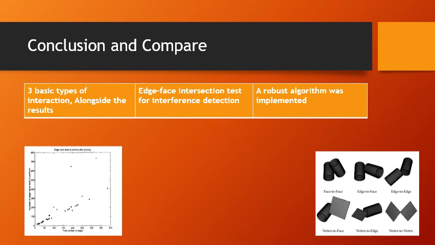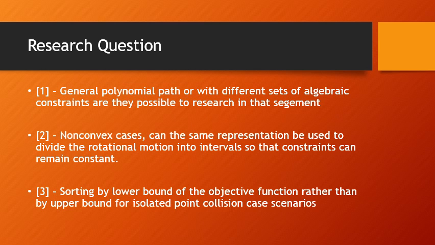It handles a greater range of situations. Methods including solving the constraint and the constraint minimization algorithm, and the interval linear equation approach to interval Newton iteration are discussed in this. With respect to research questions, like in the first, the general polynomial path or different sets of algebraic constraints: are they possible to research in a segment? With respect to the second, for the non-convex cases, can the same representation be used to divide the rotational motion into intervals so that the constraints can remain constant?